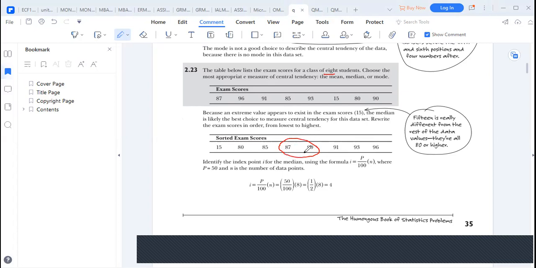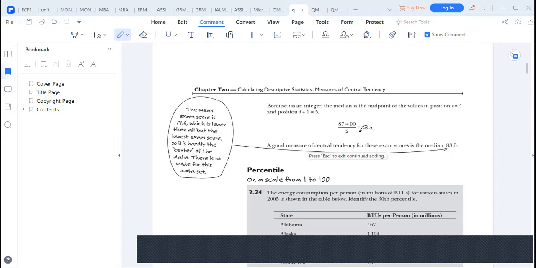We get the average of the two. So 87 plus 90 divided by 2, we have 88.5 as our median. So we can say a good measure of central tendency for the exam is 88.5.